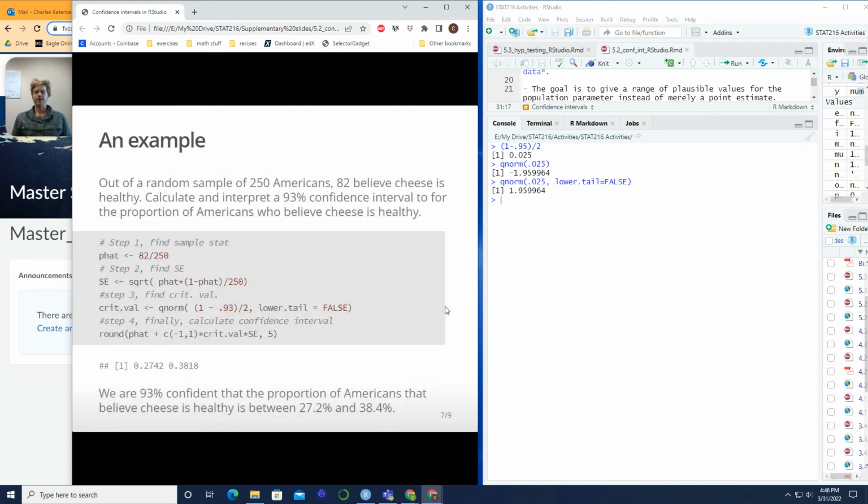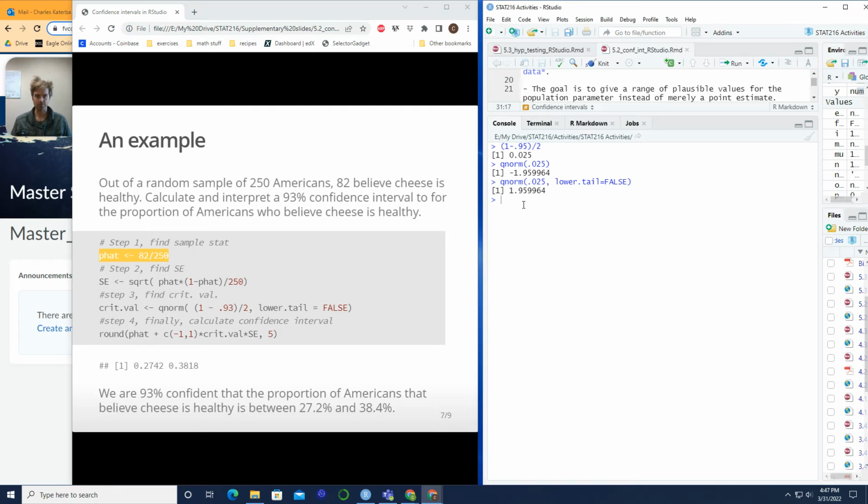All right, now let's actually go through an example of calculating a full confidence interval in RStudio. I have the code up here, but we'll go through that code in my R terminal together to see what's going on with it. So in our example, we took a random sample of 250 Americans, and we're going to suppose that 82 of them believe that cheese is a healthy food. We're going to try to calculate and interpret a 93% confidence interval for the proportion of Americans who believe cheese is healthy.